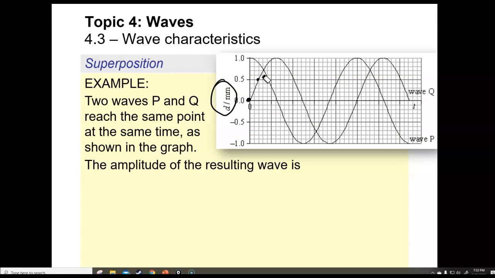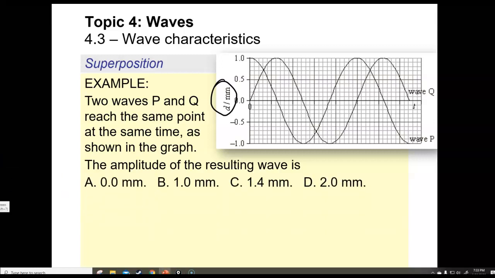Okay? This is asking about the amplitude of the resulting wave. So in other words, if you did the superposition of wave P and wave Q, the amplitude of that superposition, what would it be? Now, this particular question was done as a multiple choice question. And so let's try to reason this out. The easiest way to do this is just to pick some random points and go from there.